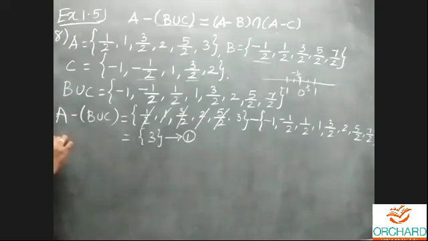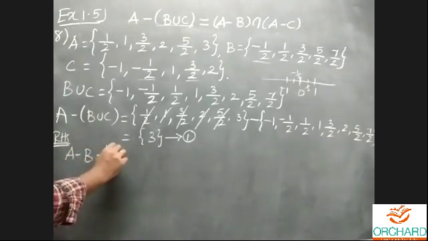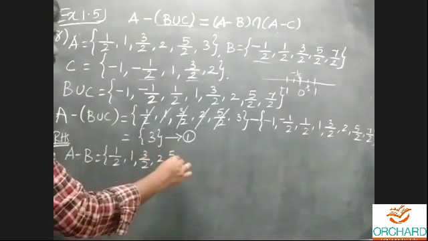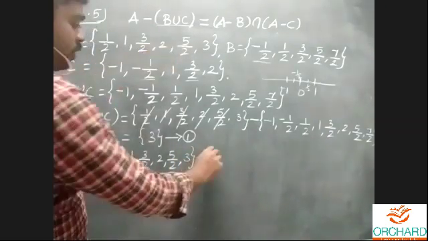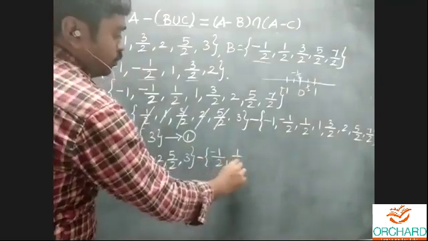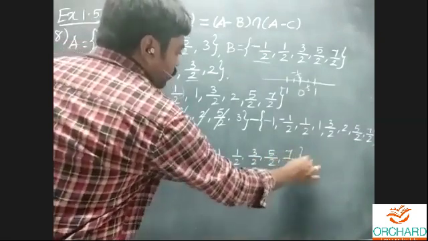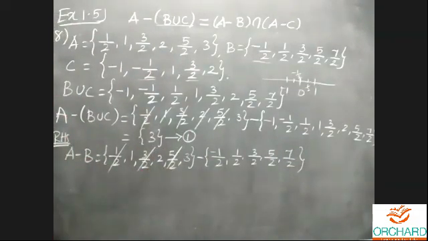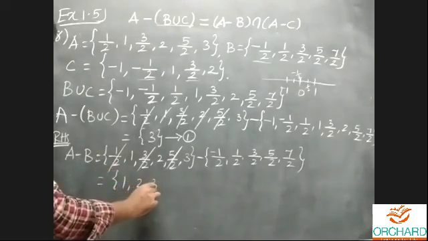Next, A difference B, for your right hand side. First, A difference B. Write down the elements of set A: 1 by 2, comma 1, 3 by 2, comma 2, 5 by 2, comma 3. Difference, the elements of set B: minus 1 by 2, comma 1 by 2, comma 3 by 2, comma 5 by 2, comma 7 by 2. Now we can remove the common elements 1 by 2, 3 by 2, 5 by 2. Write down the remaining elements, nothing but 1, 2, 3.